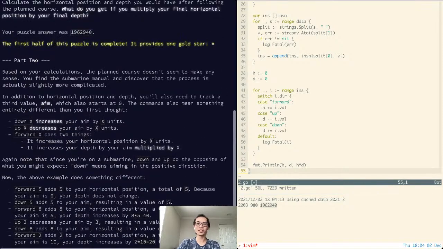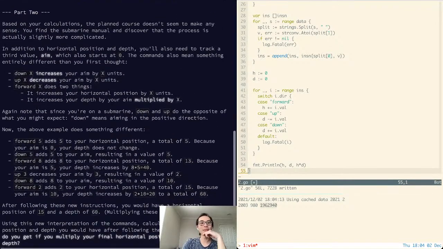All right. So that was a quite straightforward parsing problem. Based on calculations, the planned course doesn't seem to make any sense. Well, surprise. You find that submarine manual and discover that the process is actually slightly more complicated.